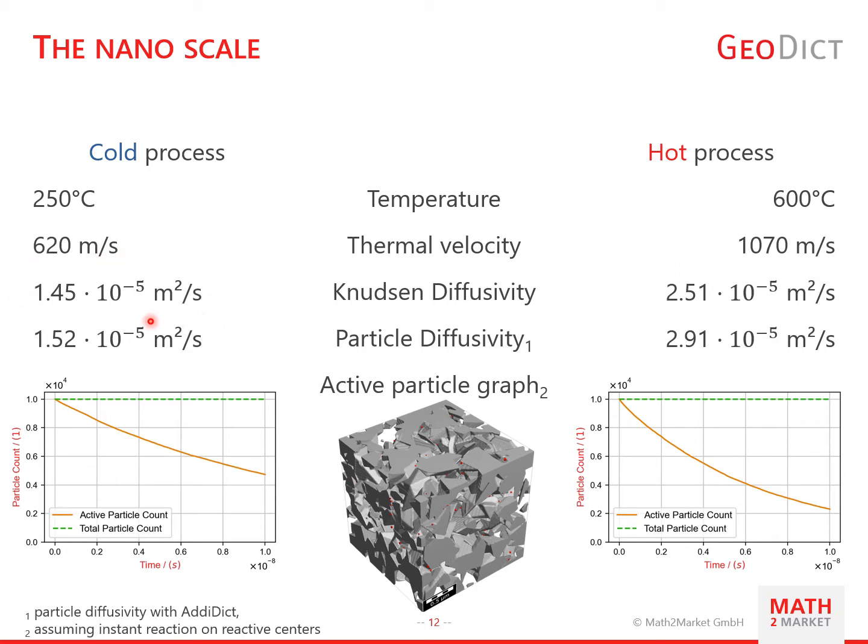As you can imagine, the cold process has a lower diffusivity than the hot process, simply because molecules move a little bit faster in the hot process. The same is the case for the particle diffusivity, which we have simulated using GeoDict. Here, our particles will also collide with other particles, while in the Knudsen diffusivity we only have wall contacts.